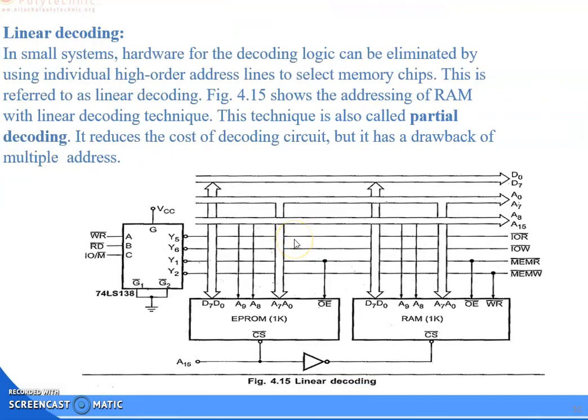Next, linear decoding. In a small system, hardware for the decoding logic can be eliminated by using individual high order address lines to select the memory chips. This is referred to as linear decoding. The figure shows the addressing of RAM with the linear decoding technique. This technique is also called partial decoding. It reduces the cost of the decoding circuit, but it has the drawback of multiple addresses.